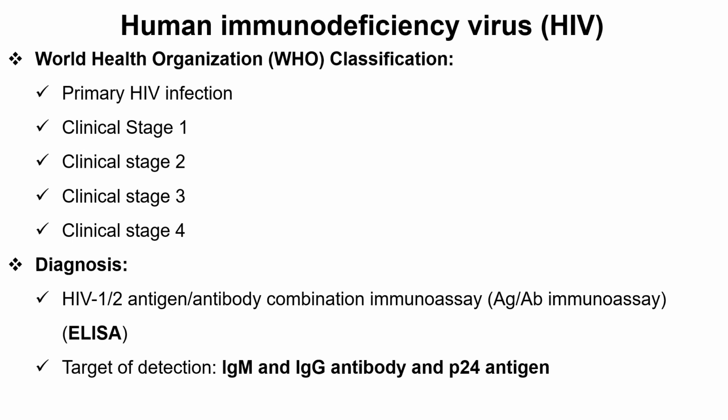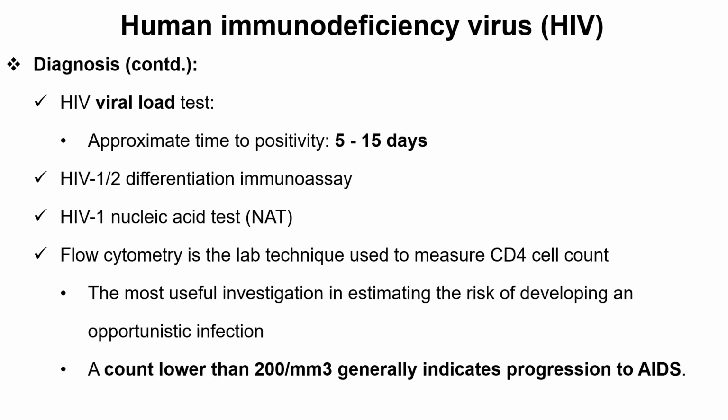The World Health Organization has classified HIV into primary HIV infection and the 4 clinical stages of HIV infection. The diagnosis is based on ELISA testing for HIV-1/2 antigen antibody combination immunoassay. Target of detection is IgM and IgG antibody and P24 antigen. HIV viral load test is done with the help of PCR, and the approximate time to positivity is around 5 to 15 days.